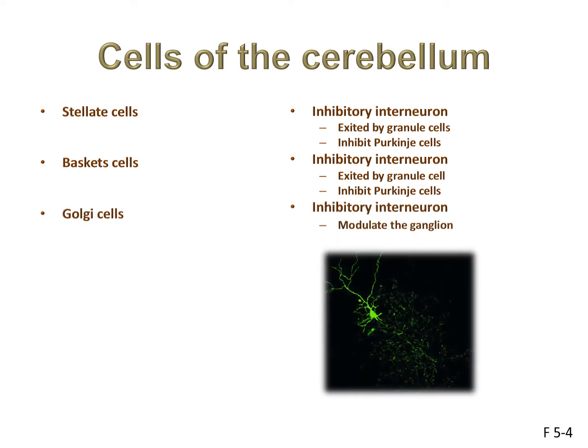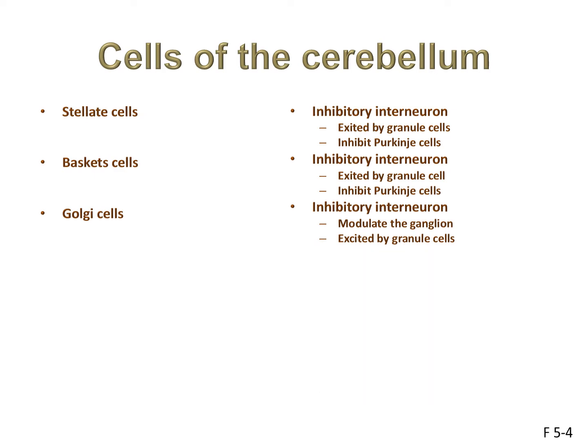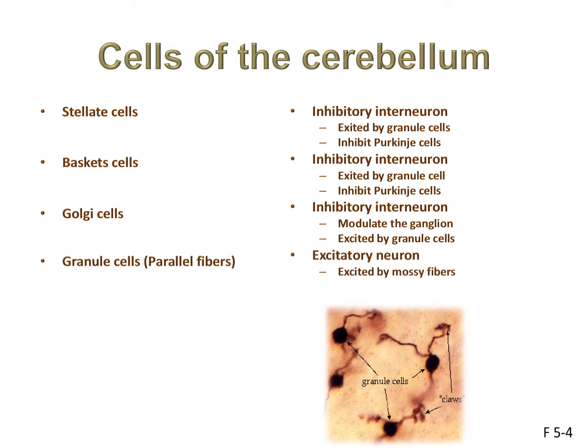The Golgi cells are stimulated by granule cells, and they modulate the glomerulus, which is basically a three-way synapse where mossy fibers coming from different structures, ranging from the cerebral cortex, vestibular nerve, spinal cord, and reticular formation, bring information which is passed to the granular cells, which are modulated by Golgi cells. The granule cells are excitatory neurons which receive information from mossy fibers, as we just mentioned, and they in turn excite or influence the Purkinje cells.